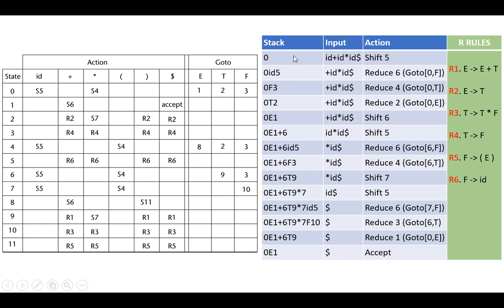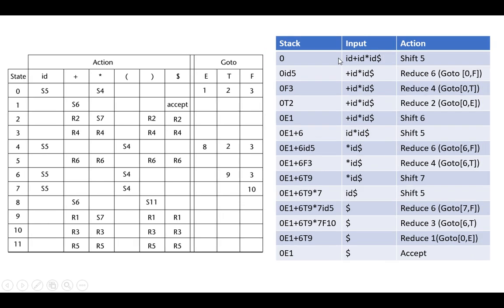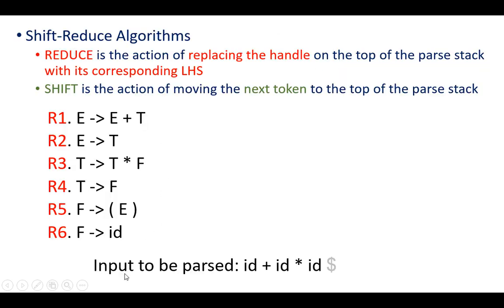That's why the stack is empty. Here is the input. Also, if you go back to the previous slide, actually, this is the input to be parsed. And the input is ID plus ID times ID. If you look closely, the dollar sign is there, but I made it a bit faded. The reason for this is that the dollar sign is not part of what you want to parse. The dollar sign is just a sign that you have reached the end of input tokens.